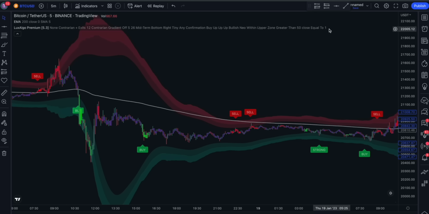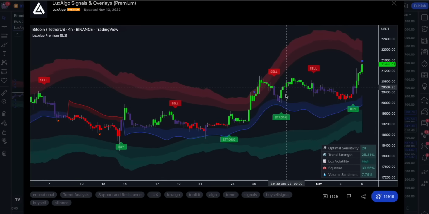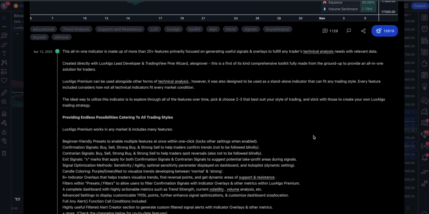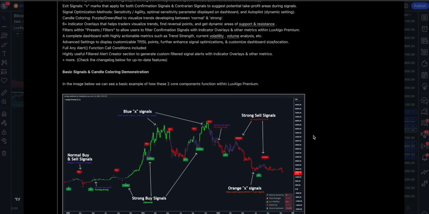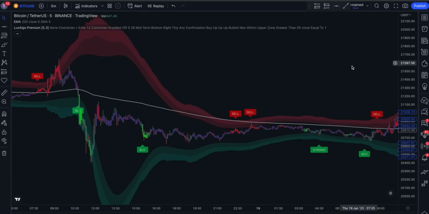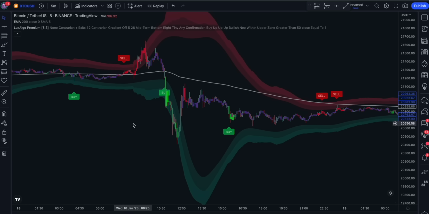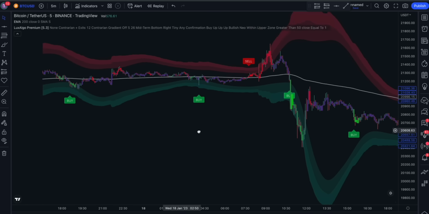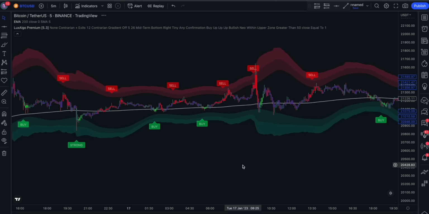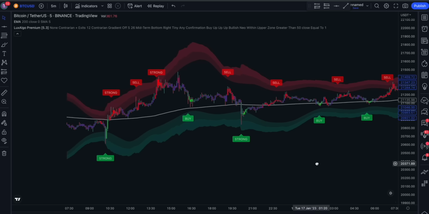LuxAlgo Premium is an all-in-one indicator made up of more than 20 features primarily focused on generating useful signals and overlays to fulfill any trader's technical analysis needs with relevant data. LuxAlgo mentioned that the ideal way to utilize this indicator is to explore all of the features over time, pick and choose 2 to 3 that best suit your style of trading, and stick with those to create your own LuxAlgo trading strategy. In this video, we will do exactly that.